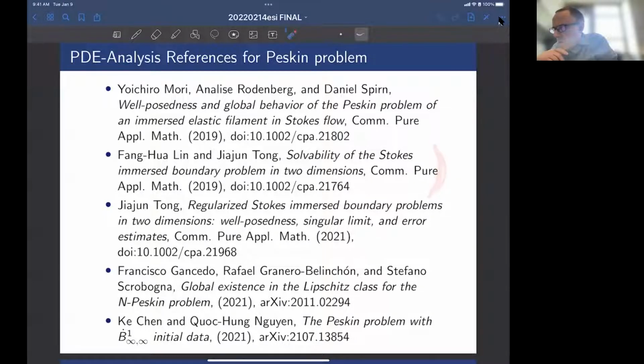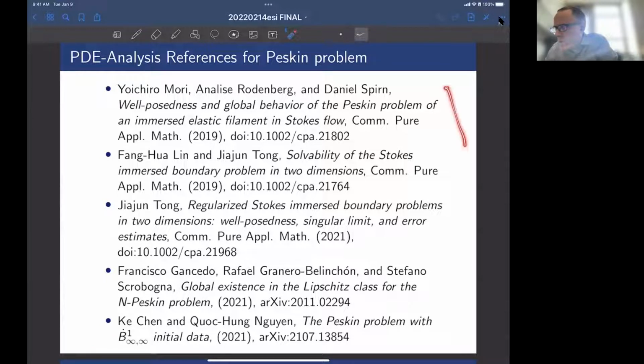Then Lin and Tong proved similar results, local and global well-posedness in Sobolev spaces like H5, which are not slightly subcritical. Then Tong studied the convergence of the regularized Stokes problem. And Gancedo, Belenchon, and Scarbonia studied a model problem that they called the N-Peskin problem, and they proved global existence in the Lipschitz class. And Chen and Kwok Hong Wynn studied the Peskin problem with B^1_{∞,1} initial data, which is a huge space, and they proved local well-posedness, and global well-posedness for small data, in this very large space.